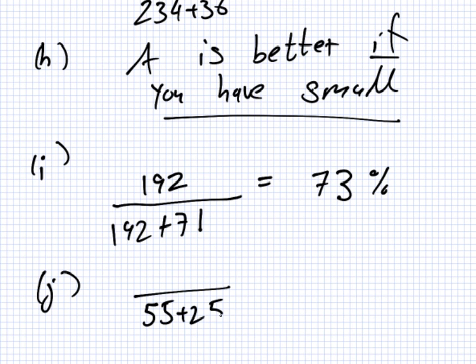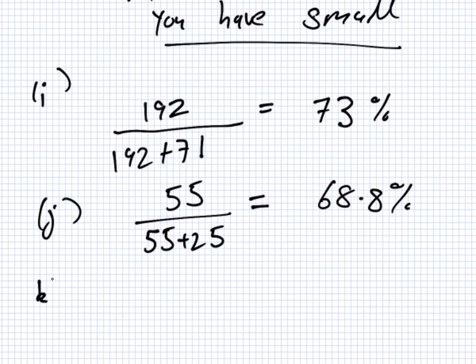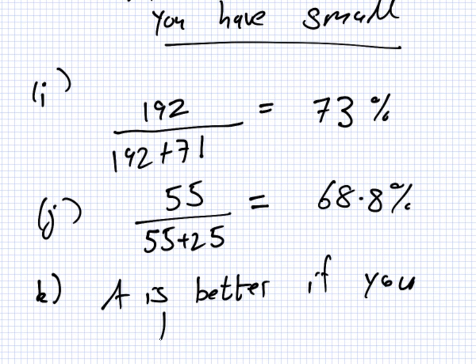55 plus 25, and on the top here is 55. Okay. What's the probability here as a percent? 68.8? Okay. Which treatment is more successful if you have large kidney stones? A. So, A is better if you have large kidney stones. Okay.